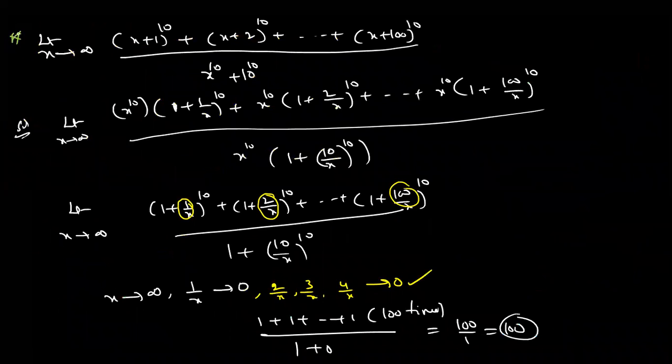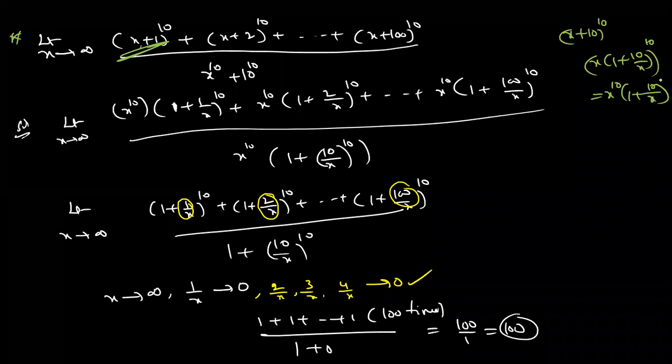See, limit x tends to infinity of (x+1)^10 + (x+2)^10 and so on up to (x+100)^10, divided by x^10 + 10^10. From each and every term take x outside. Here (x+1)^10 becomes x^10 into (1 + 1/x)^10, and (x+10)^10 becomes x^10 into (1 + 10/x)^10, dear students.